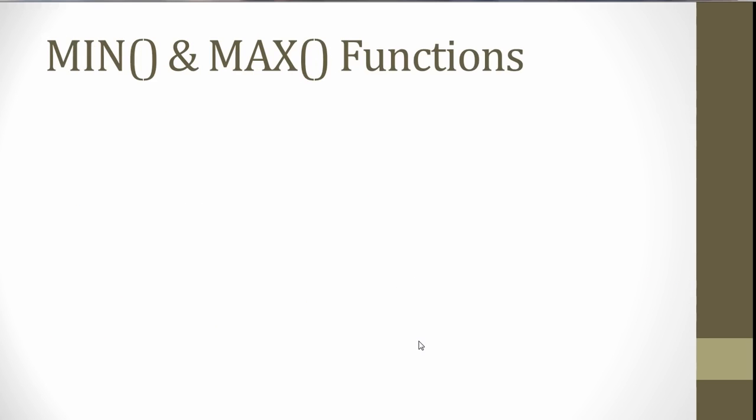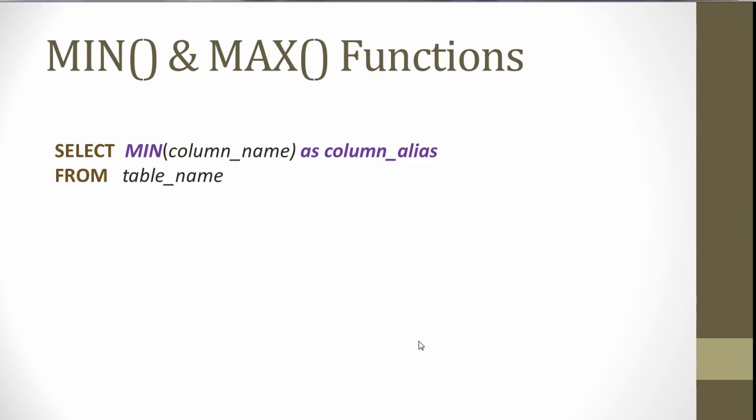It's pretty simple. Coming to the min and max functions, you can say select min column name, and here is where I would use that column alias. Actually, this can be used even in the count function, but we'll use it in our examples when we run the query examples. So min column name as column alias from table name. Let's not forget the from clause. So the min is going to select the smallest value of this particular column.